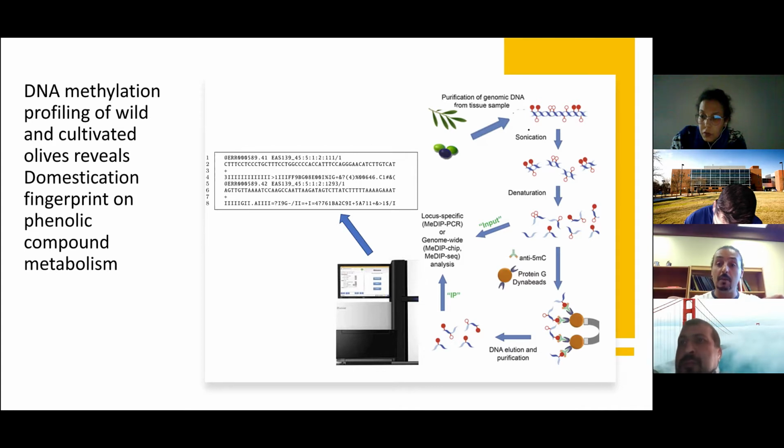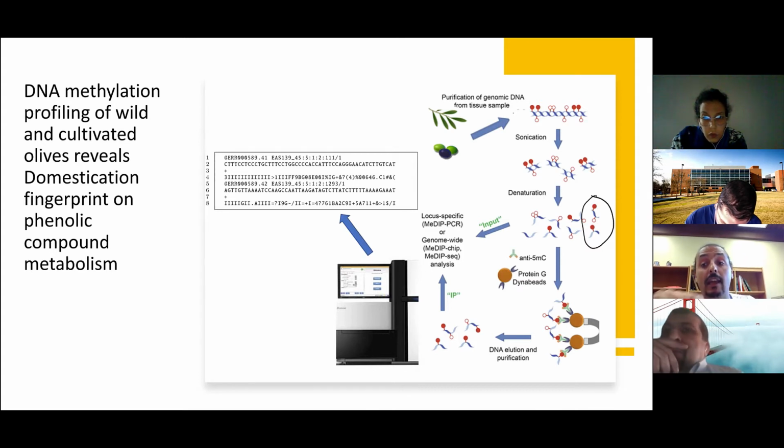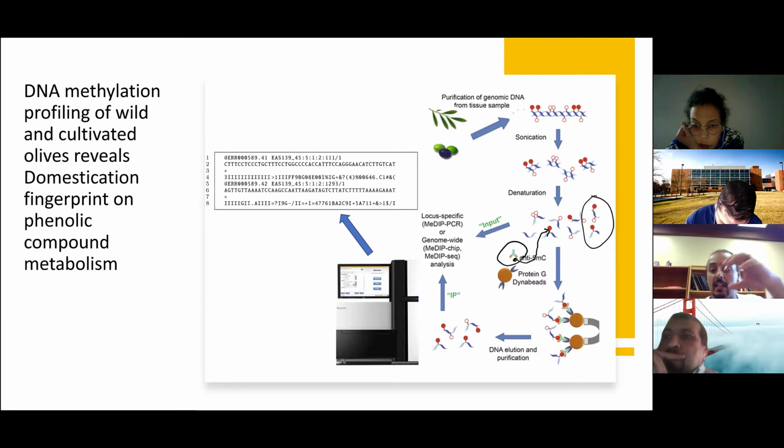When you break the DNA into little pieces, you have to denature the DNA so the two strands separate from each other. Then we have these chunks right here. If they are methylated, we use an antibody called anti-5-mC. 5-mC stands for methylcytosine, where the fifth base is methylated. Basically, this antibody can recognize anything that is carrying a CH3 on the C base. So it will bind to this one and everything that is methylated.